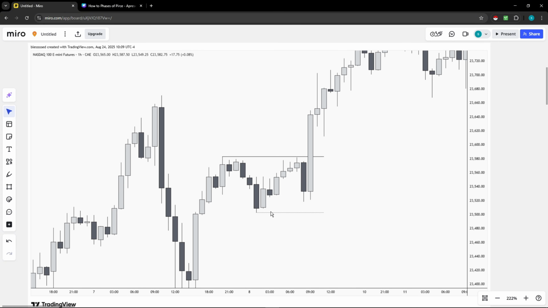For instance, we want to see long entries. Normally we would want to see this manipulation of the low, right? A change in the state and then a continuation higher. In this case we do not have that. We have the consolidation, but then we have the breakout without manipulating the low.